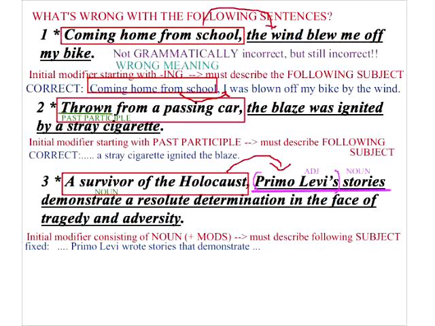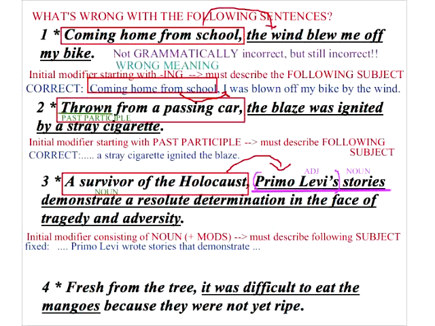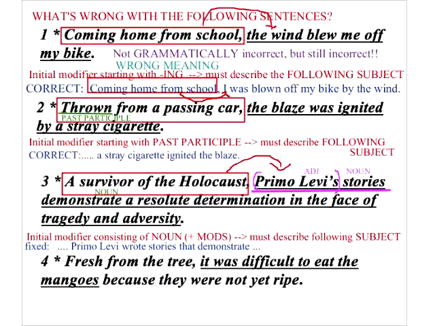Questions, please type them. One more example is this. Fresh from the tree, comma, it was difficult to eat the mangoes because they were not yet ripe. Okay, I think we know what the deal is by this point, so let's just look at it. If we have an initial modifier that consists of an adjective plus maybe other modifiers, then that also must describe the following subject.